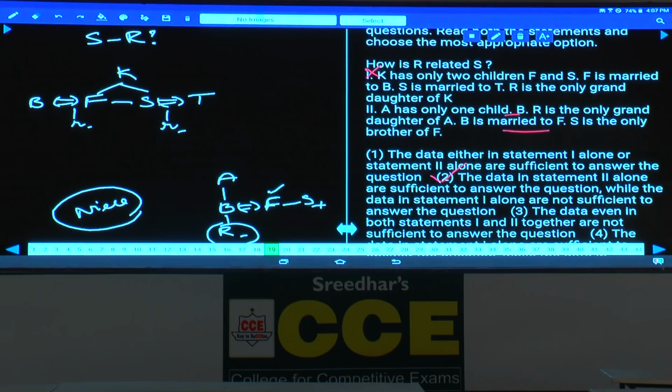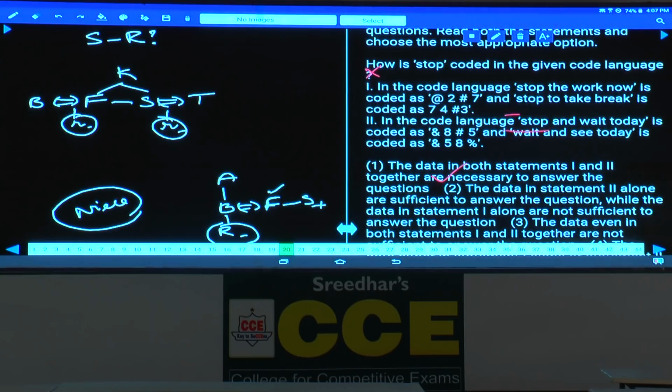With the help of 1, R can be the daughter or R can be the niece. But with the help of condition number 2, R is the niece of S. Only one answer, choice 2. And this is about question number 19. Then question number 20.